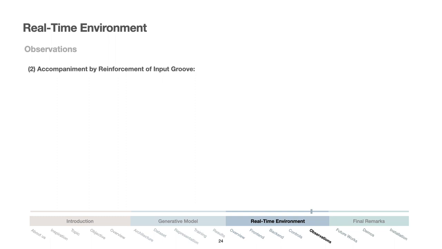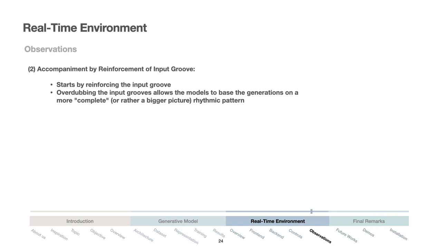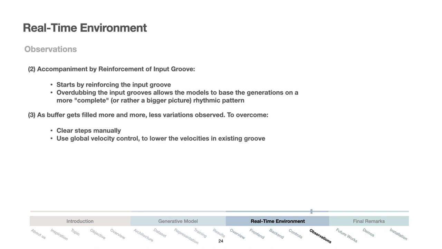The second observation was as expected. The system would initially start accompanying by reinforcing the input rhythm. That said, with overdubbing the input, as the performance continued, the generations felt less of a reinforcement and more complementary. The overdubbing came at a cost, though. As more notes got registered in the buffer, less variations could be observed in the generations. To overcome this, we had to actively manipulate the input buffers so as to be able to modify the generations.